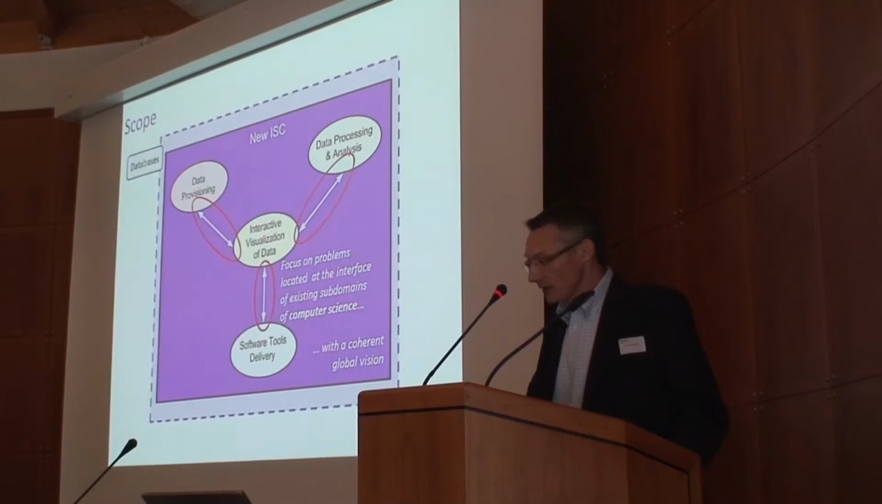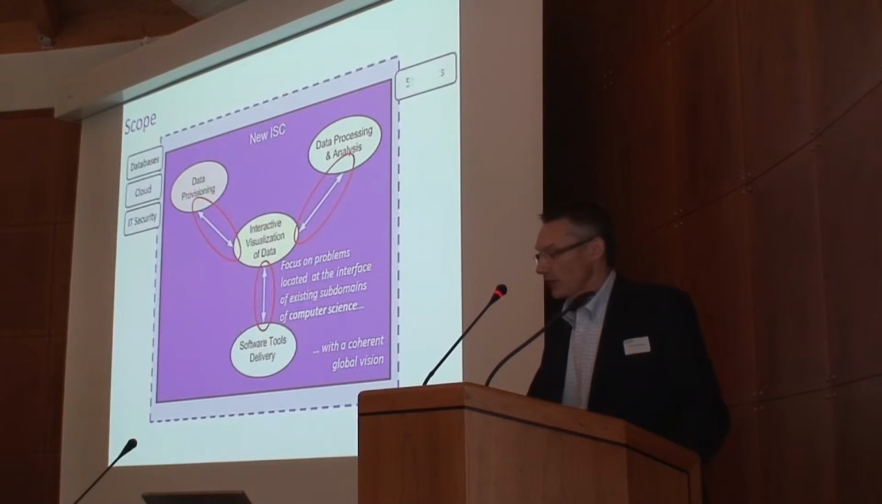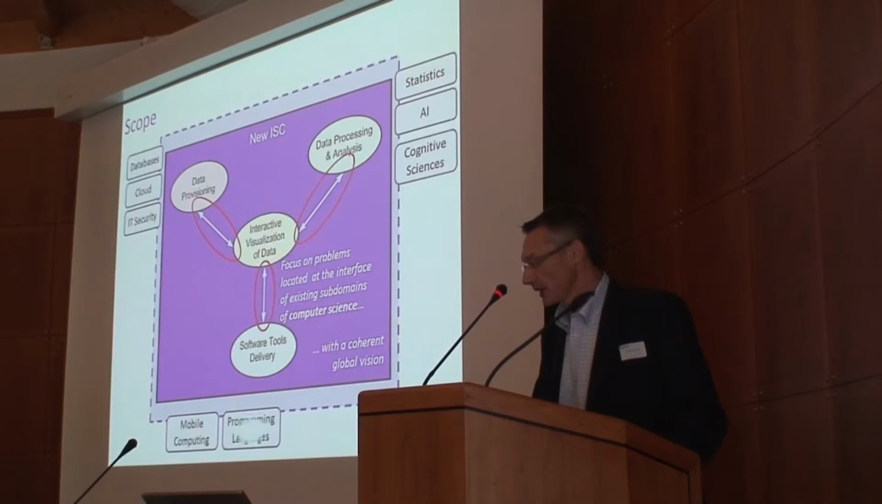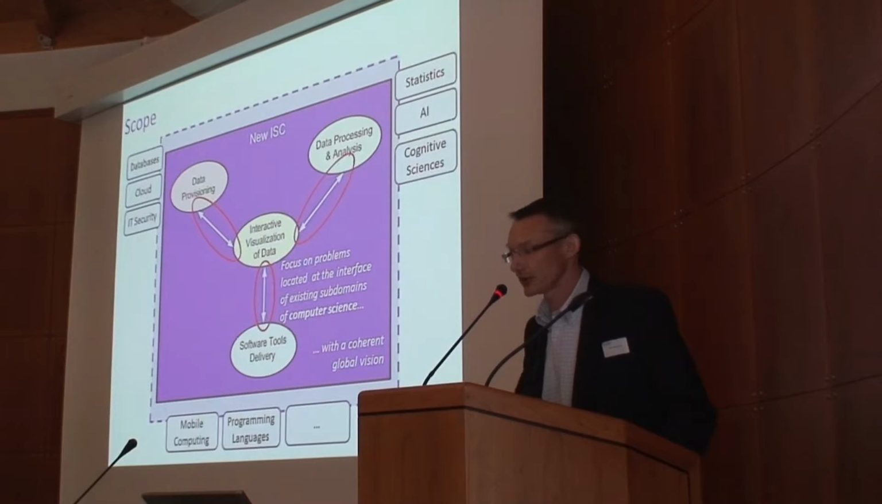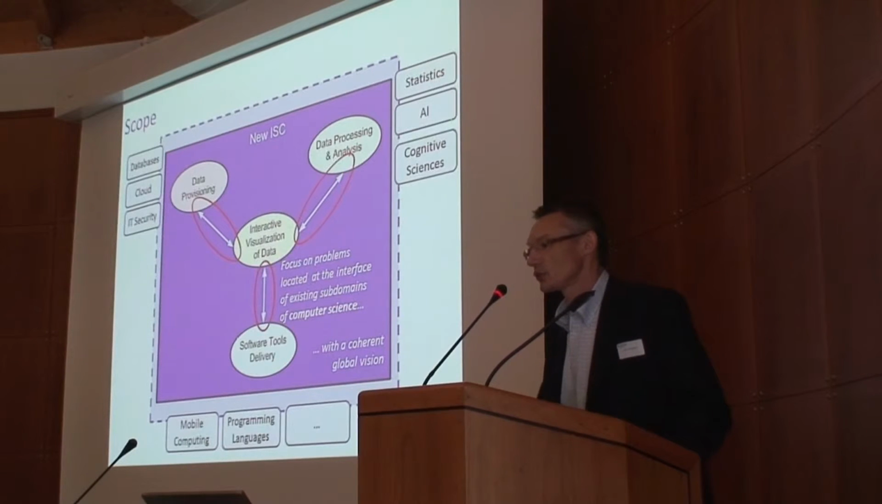Okay, so what does it mean? It means that, of course, as computer scientists, we need to have some competencies, some knowledge in all the domains of computer science, like databases, cloud computing, mobile computing, and whatever. But we do not do research in this domain. So we simply use state-of-the-art techniques in this domain.